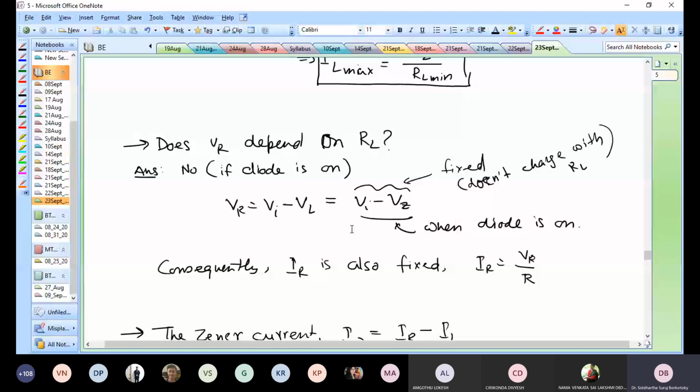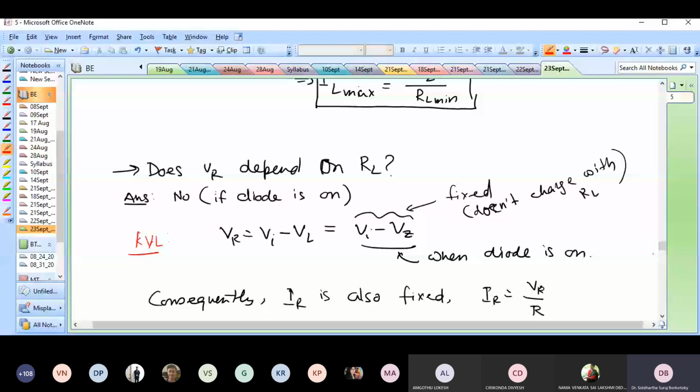Why does it not depend on that? Because from KVL we know that VR is nothing but VI minus VL. So if you go back to the circuit, what we had was this input VI, we had this VR, then we had the Zener diode, so it was this VZ. This same VZ appeared across the load as well.